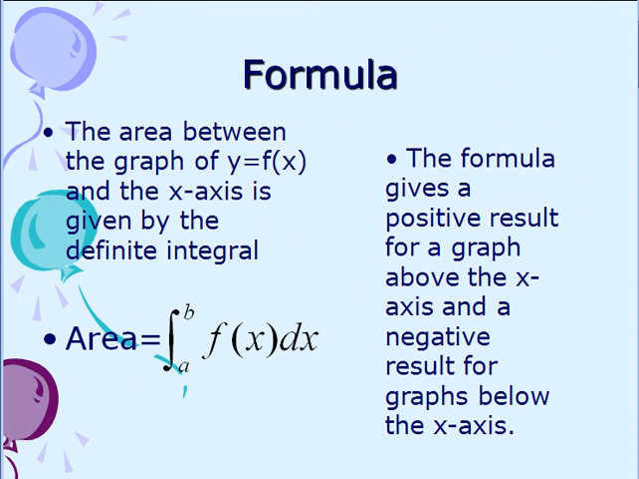First, you'll need to know your formula. This formula is showing the area of the graph of y equals f of x and the x-axis, given by the definite interval. Your formula is area equals the integral from a to b of f of x dx. The formula gives a positive result for a graph above the x-axis and a negative result for graphs below the x-axis.